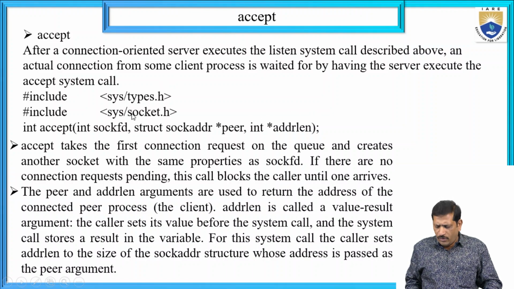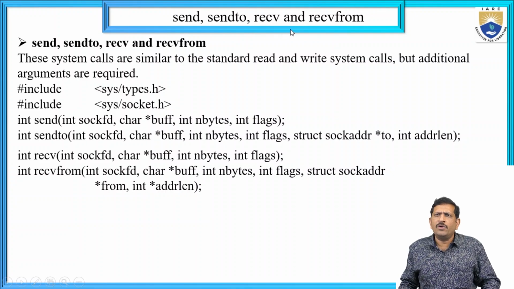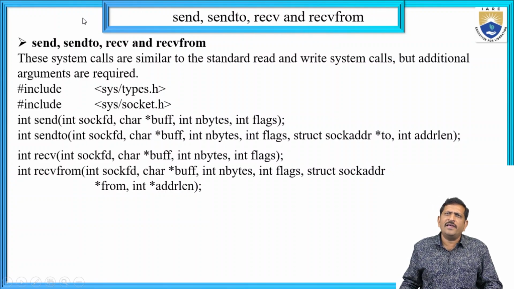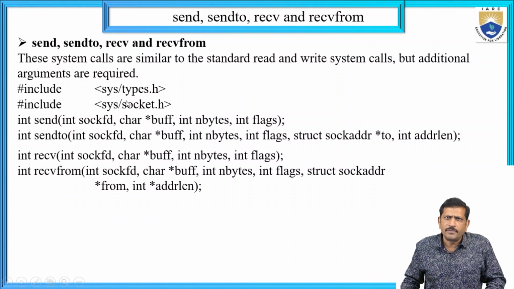Once the server accepts, we can do the communication with send to and receive from. These are all function calls. By using these function calls, we can send information from client to server with send to, and receive the request from the server with receive and receive from.